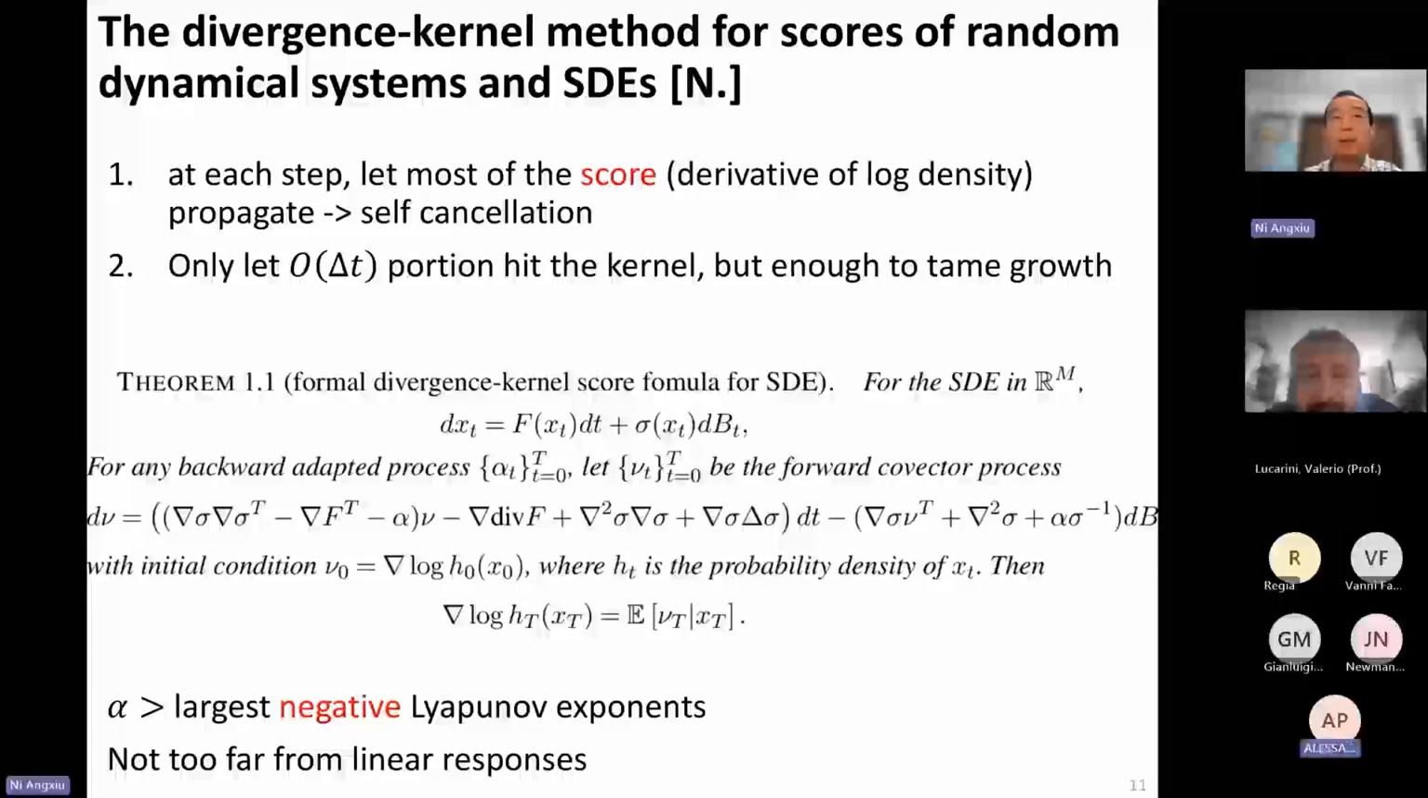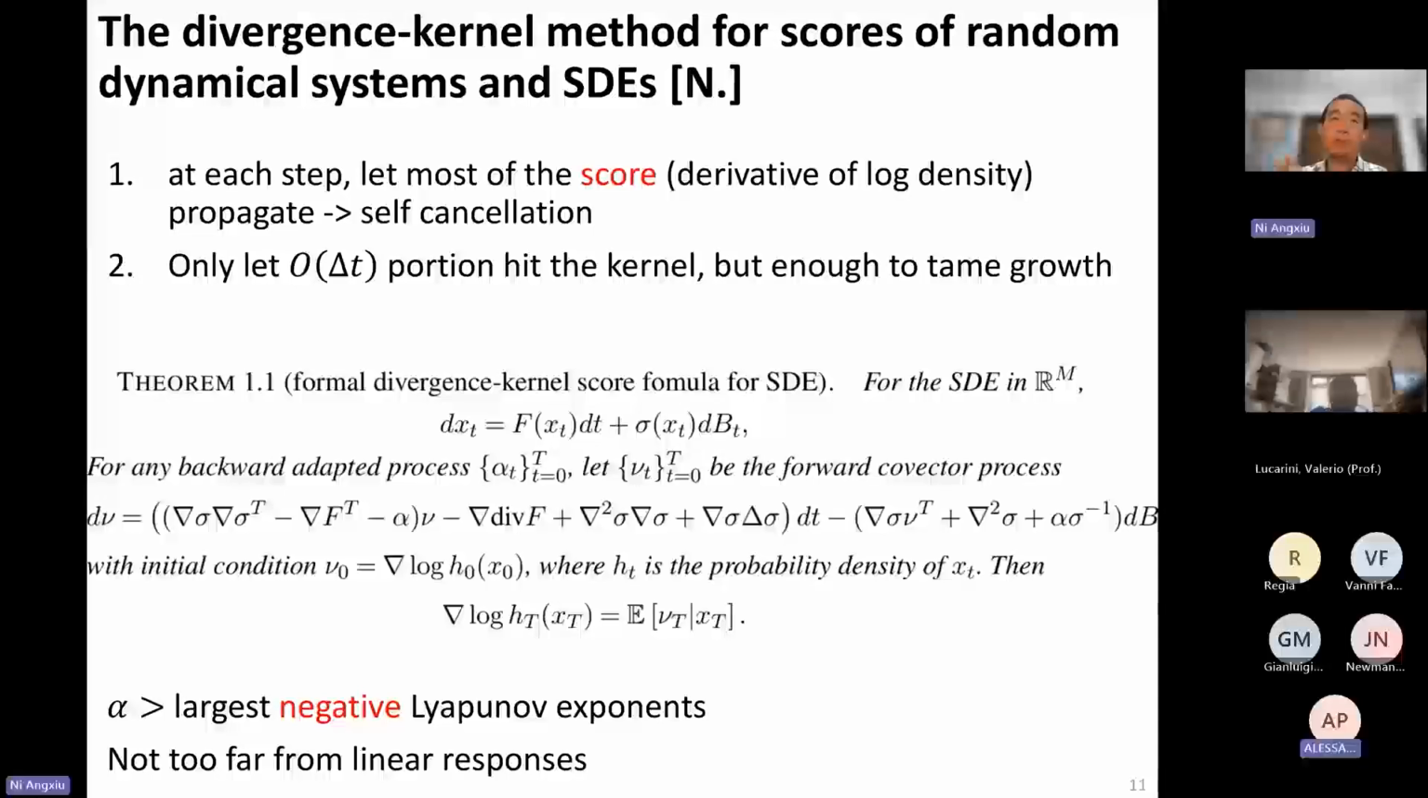The second example is a combination of the divergence method and the kernel differentiation method. This is a very recent result. So the basic idea is the same. At each time step, you let most of the score propagate, and you shift only a small portion to hit the probability kernel to tame the instability. And this is the formal divergence kernel score formula for the scores of SDEs. And the way to use it is the same.